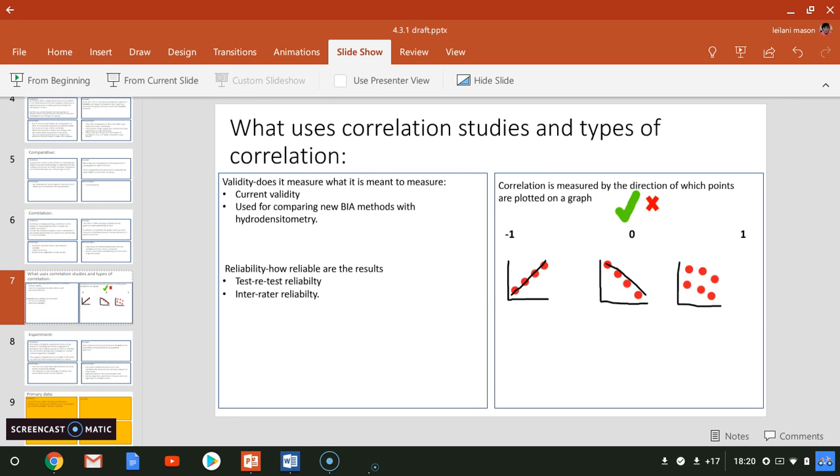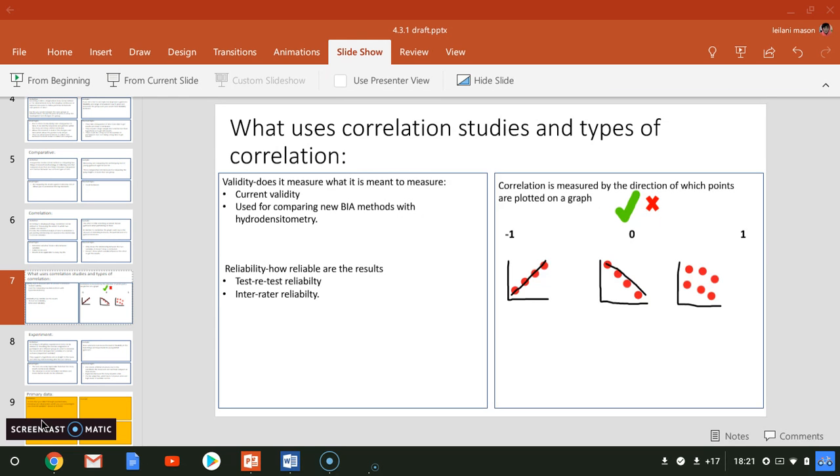So what uses correlation studies, and what are the types of correlation? There's validity correlation, and validity is: does it measure what it's meant to measure? So you have concurrent validity between a new measure and an established measure, which links to being used for comparing new BIA methods with hydrodensitometry, which is underwater weighing, which can link to the gold standard of measuring body fat to make it valid.